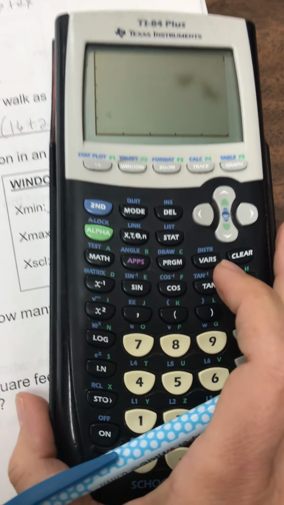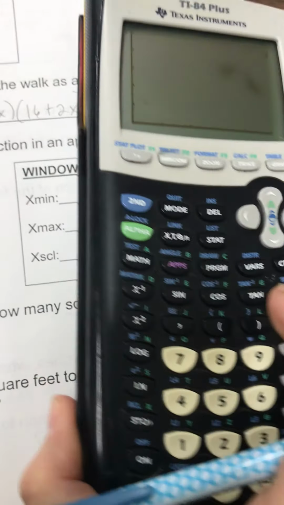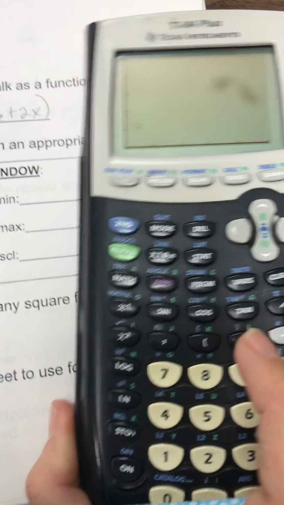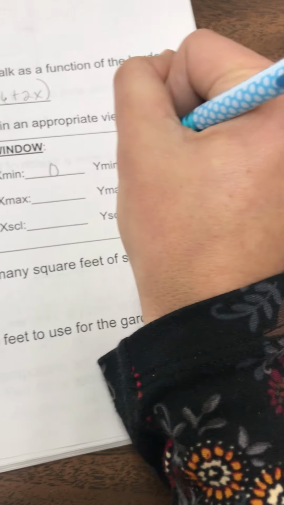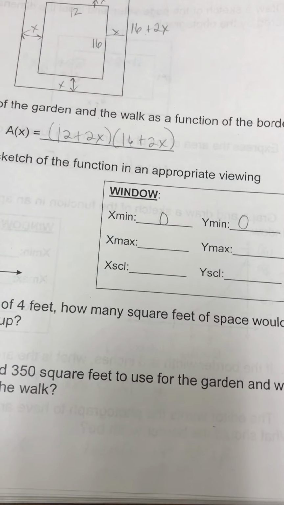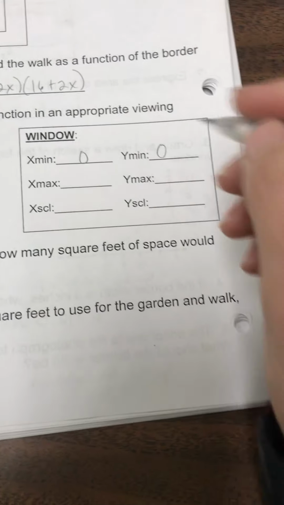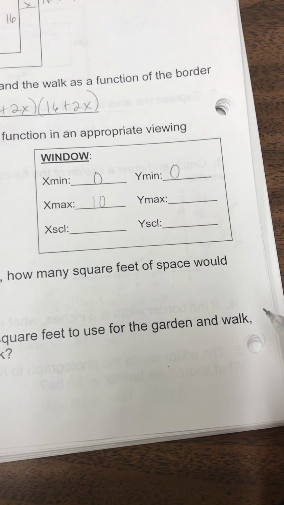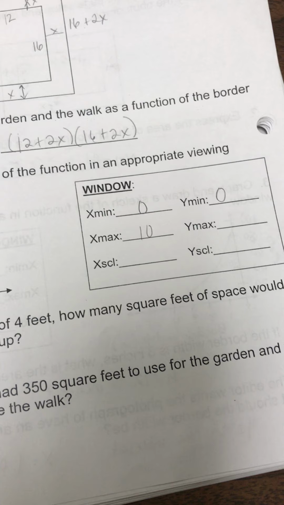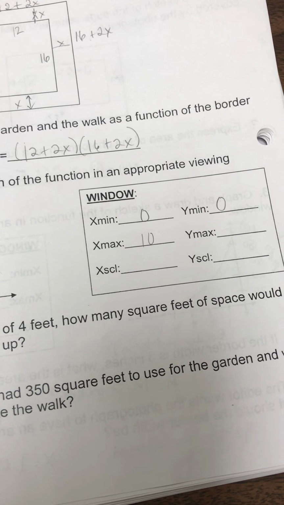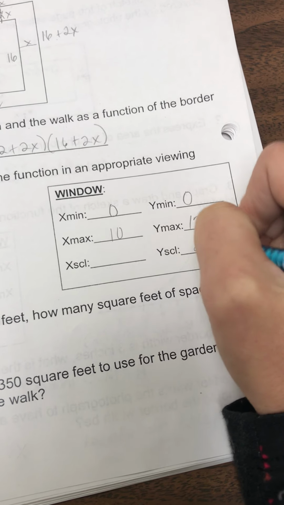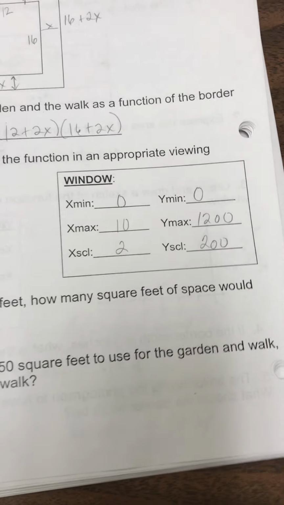And graph. Now this still has my window in there from the last one that we did, and you can't even see it. So we're going to have to adjust it. We're always going to have zeros on our mins. Our x max, we'll do 10. And then we'll do 1200, 200, and 2.